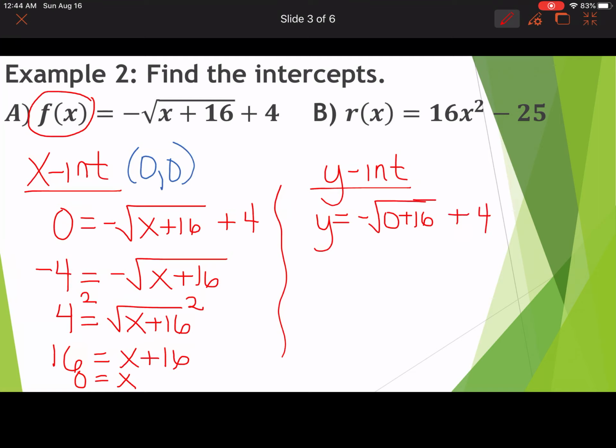So whenever I have an x-intercept of 0, then I automatically know that the y-intercept is also 0. Okay, but let's just go ahead and verify that. But we know that our x-intercept is 0, 0. So that means our y-intercept is also at 0, 0. But let's just verify that algebraically.